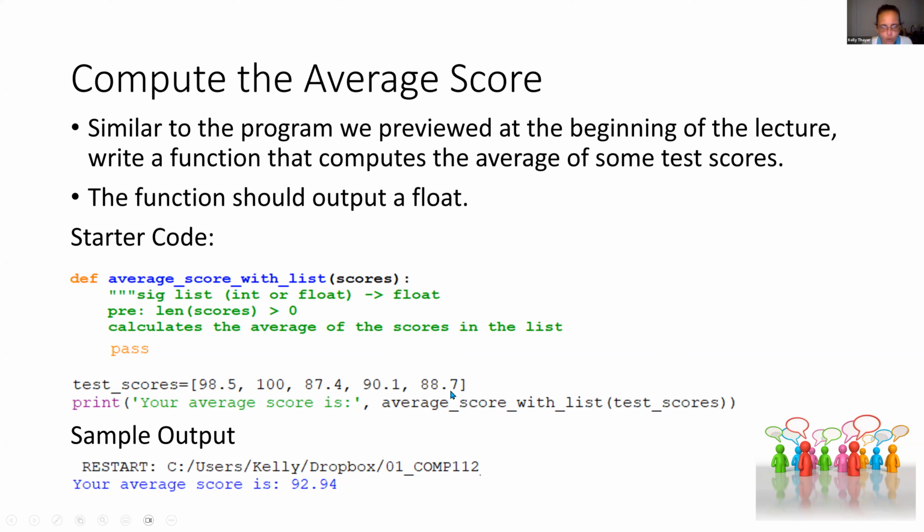So here are some test scores, and suppose you want to print out the average of these, then it should average these all together and print out 92.94. Your job is to figure out how to do this. If you'd like to pause this video and work on that, you're welcome to do that. Otherwise, we'll reconvene in a moment.